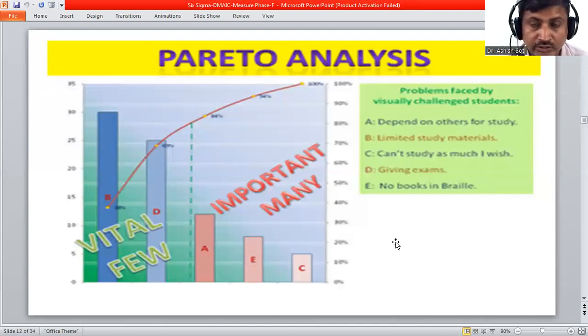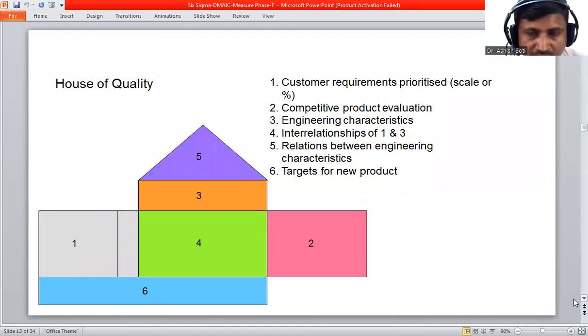So we have to focus on those 20% of the problems which are causing 80% of the issues, not on all the issues. Another tool to convert many vague requirements into CTQ is the house of quality.